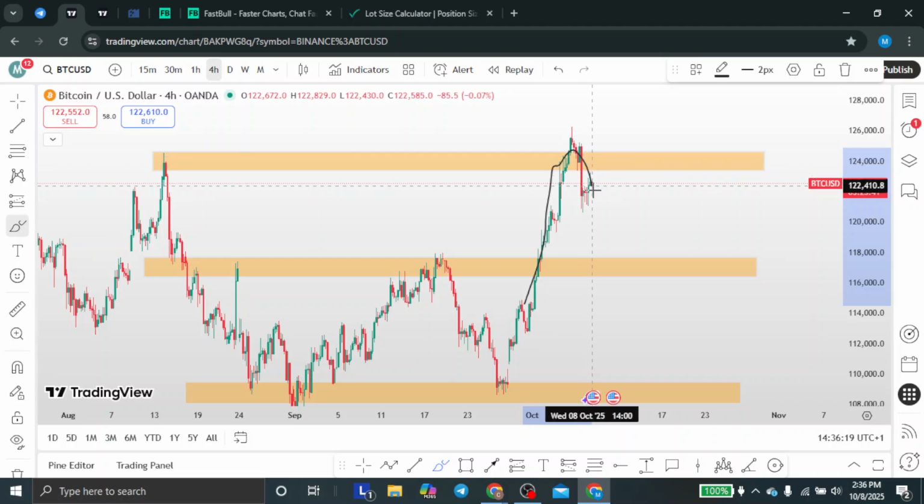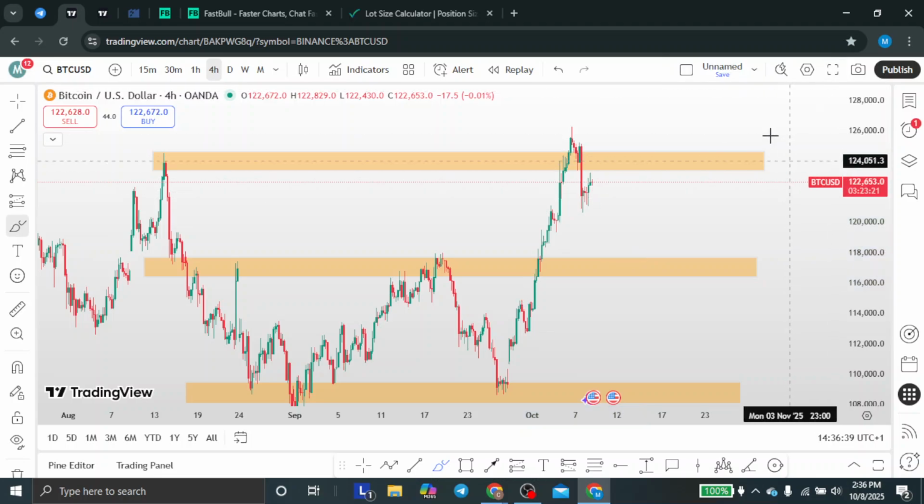Now that it is selling off, where is it selling off to? Selling off to the support levels. So this will be the target. You understand now? Yes, sir. This will be the target of where we are looking for the market to fall back to.